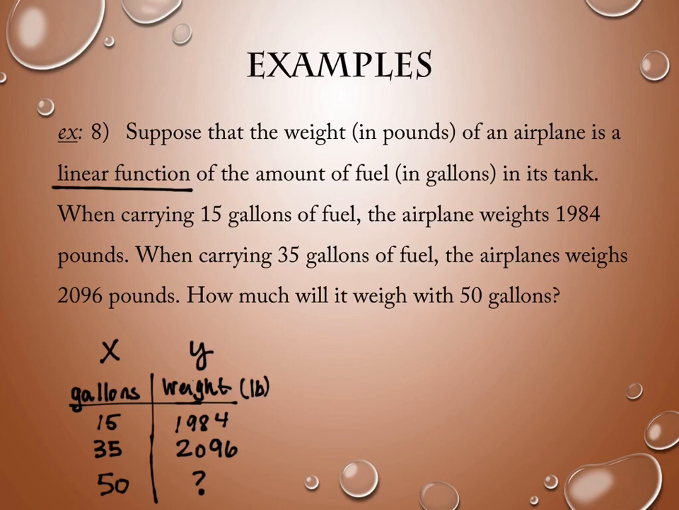So in a very real sense, we have an ordered pair that looks a lot like 15, 1984, and another ordered pair that looks like 35, 2096. Does that make sense to everyone? Okay. So if I'm trying to create an equation, and we know that the equations we've been working with can all have the form y equals mx plus b, I need to know what is m and what is b. Which one's the first one we would find with the information that we're given on this problem?